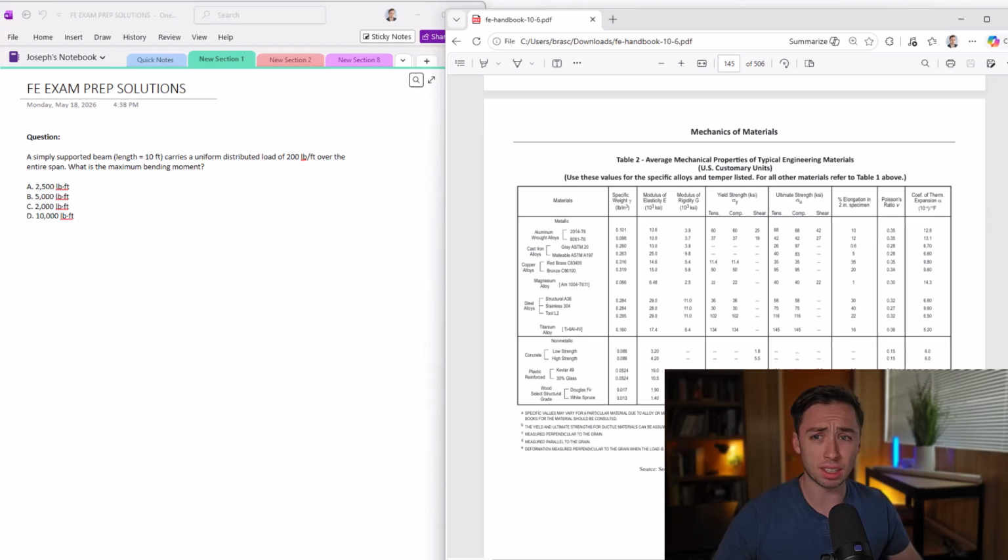Okay, let's read out the question. A simply supported beam with a length of 10 feet carries a uniform distributed load, that's important, make sure to make note of that, of 200 pounds per foot over the entire span. What is the maximum bending moment? So we're going to approach this one step at a time.